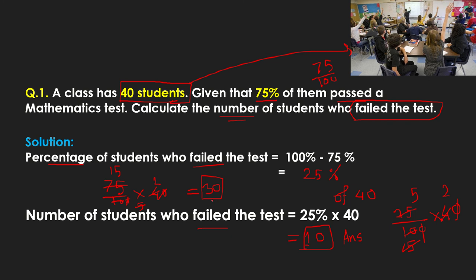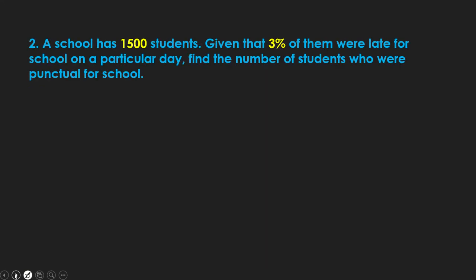Now we need to figure out the number of students who failed the exam. We just subtract from the total number. We know that 40 minus 30 is 10. This is the same answer. This is another method, but the first is the easy way. Let's go to the next one. Pause the video, read the question, analyze, and do it together.